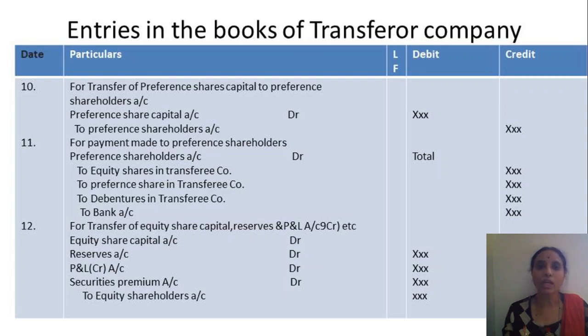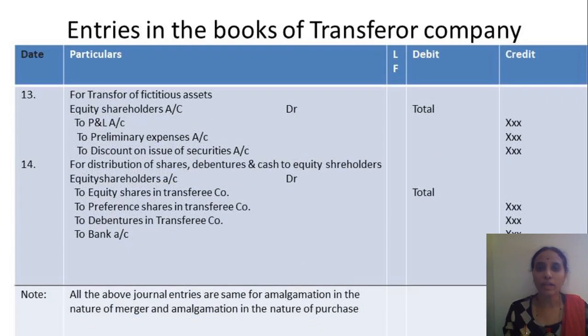So what is the entry? Equity share capital account debtor, reserves account debtor, P&L credit balance account debtor, security premium account debtor to equity shareholders account. Then the 13th entry is for transfer of fictitious assets.